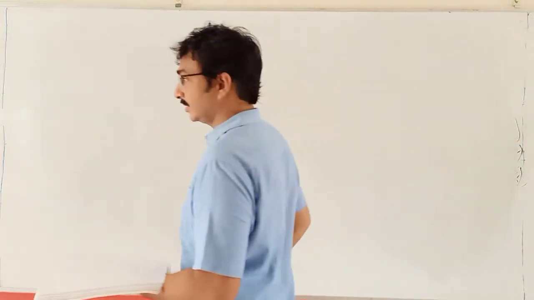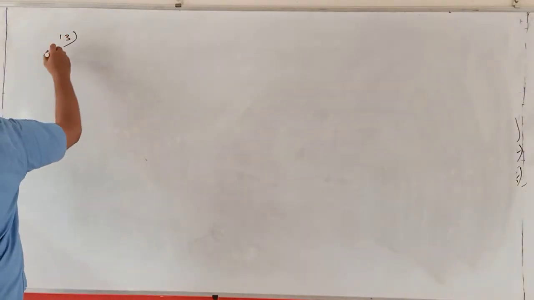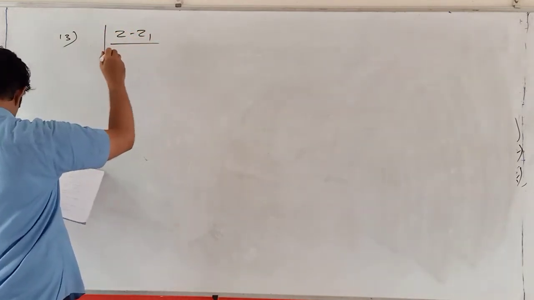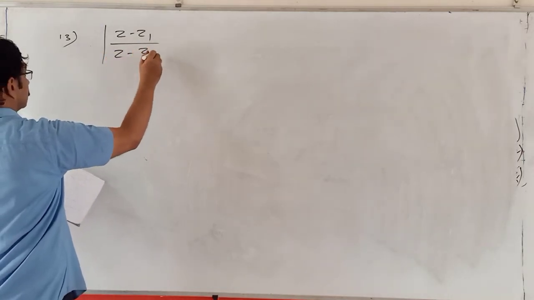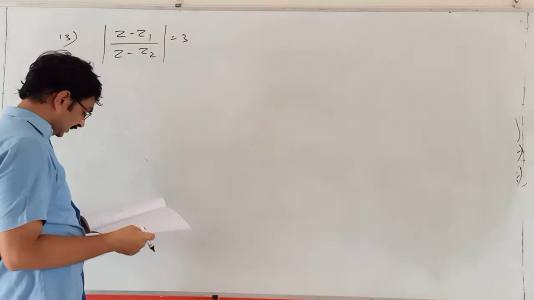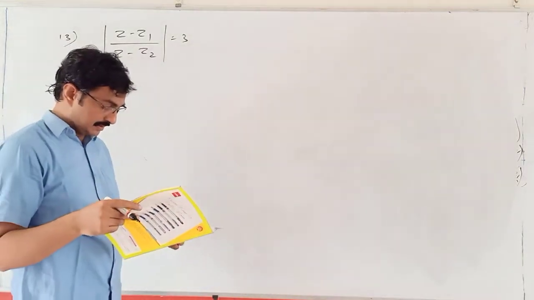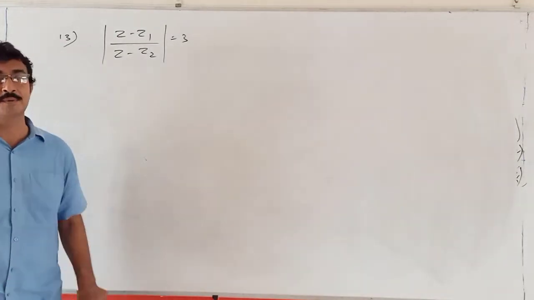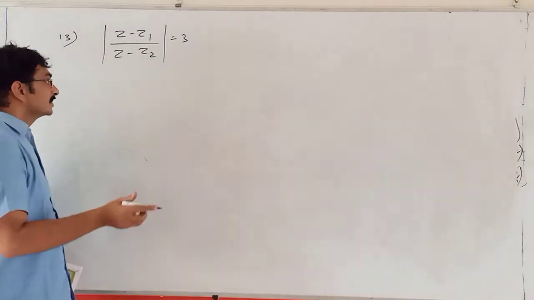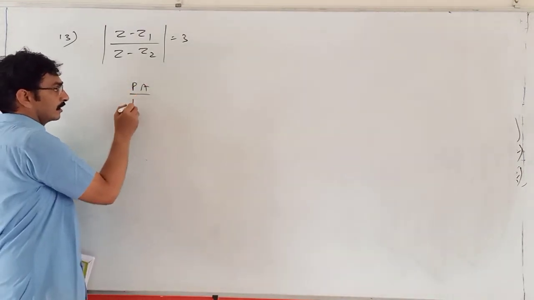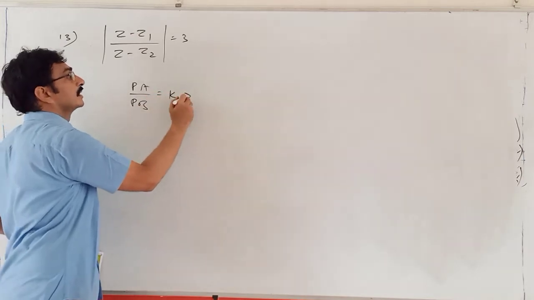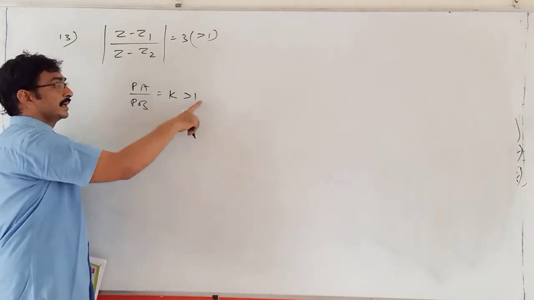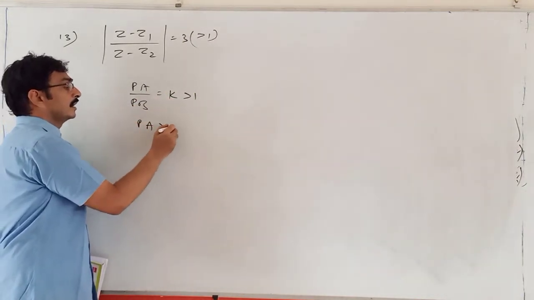Next, the 13th one. If modulus of z minus z1 by z minus z2 equals 3, then the locus of z is a circle. Then what is the position of z1, z2 with respect to the circle? PA by PB equals k greater than 1, 3 greater than 1. PA by PB equals 3 greater than 1 means PA is greater than PB.